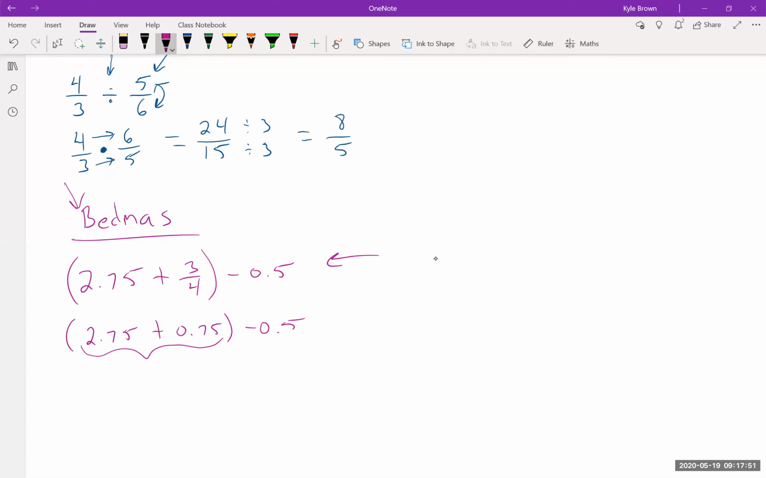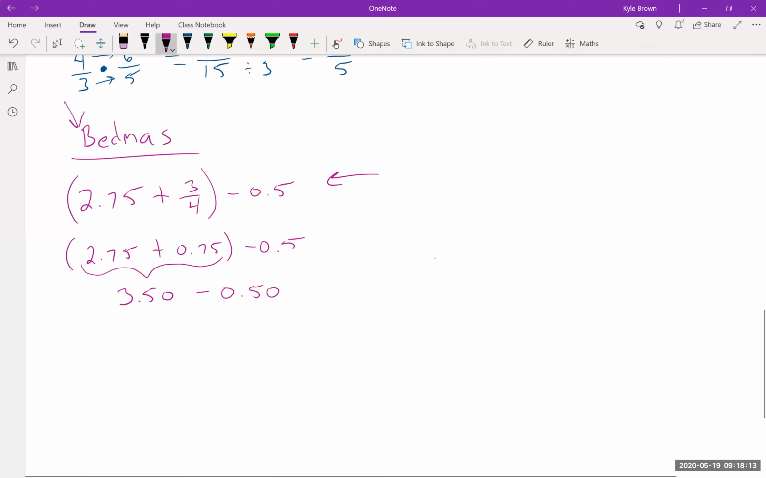So we've got 2.75 plus 0.75. If you had $2.75 and you add 75 more cents, how much money would you have? Well, you'd have $3.50. And then I've got this next part. Now we've got 3.50 minus 0.5, which is the same thing as 0.50, that's 50 cents again. So in the end, 3.50 minus 50 cents is 3. So you've got $3 left. So there.